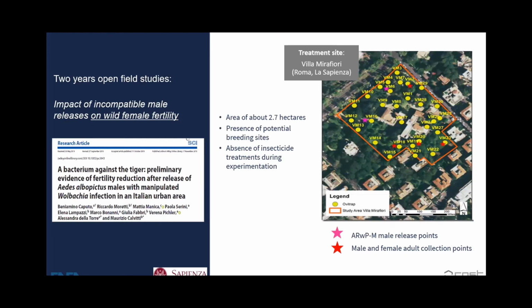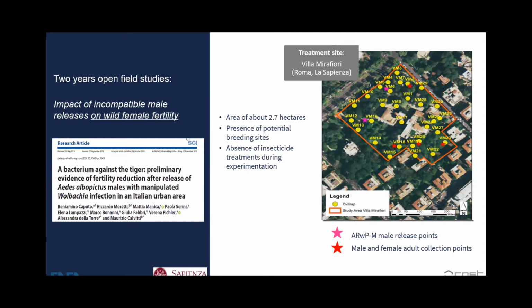With this very encouraging premise, we faced the field test in collaboration with the University of La Sapienza, essentially to evaluate the ability of incompatible males to induce sterility in wild females, starting from rather low releases. This experiment was described yesterday by Giulia, and I would not like to go into it. Anyway, I just want to draw your attention to the fact that no control treatment was carried out to reduce the mosquito population or to remove breeding sites during the trial. We wanted to evaluate the net effect of the incompatible males.